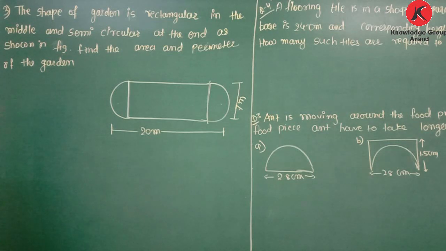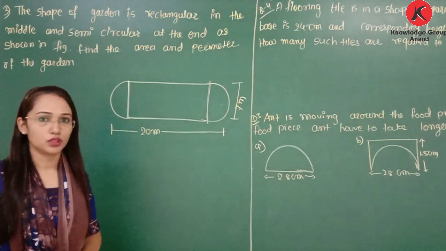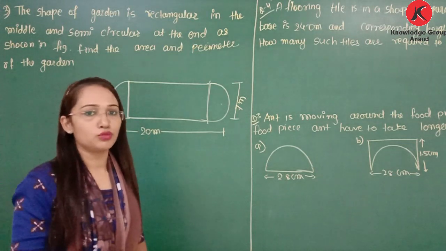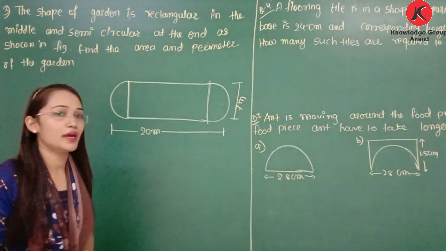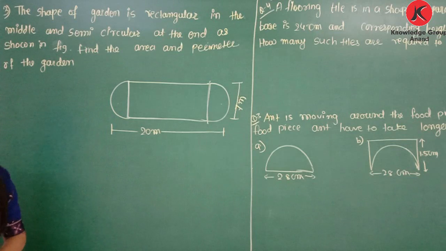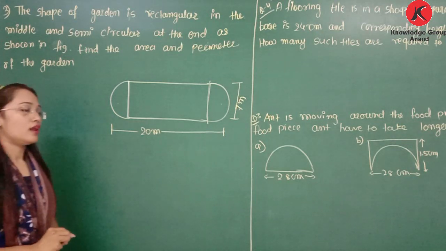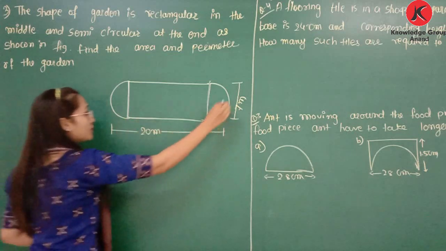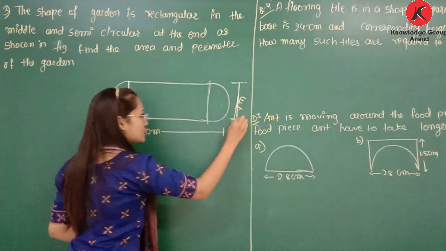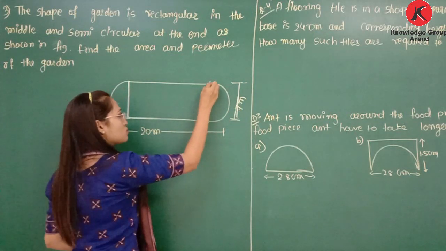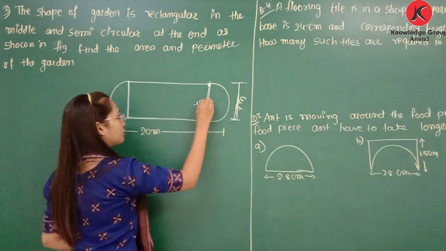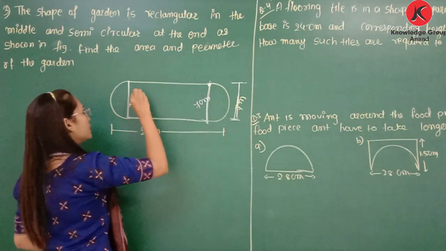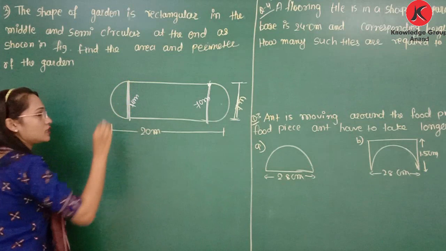So how can we find the perimeter? First of all, perimeter means the outer boundary. So for the outer boundary, we need the measurement of the radius for the semicircle and the length and breadth for the rectangle. You can see this whole length is 7 meters. So this is also 7 meters and this is also 7 meters. Now for a circle, it is the diameter.